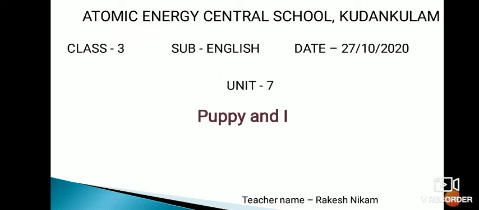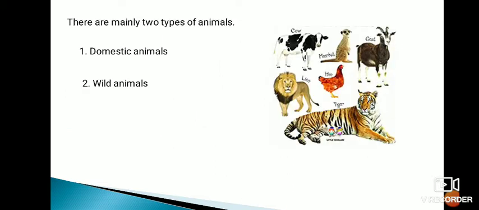The poem name is Puppy and I. As you know, we have learned this poem already, and in the previous module we learned the sounds of different animals, right? Now in this module we will learn different types of animals like domestic animals and wild animals, okay? So one by one we shall find out, and this is module number 4. Alright, so let us continue.